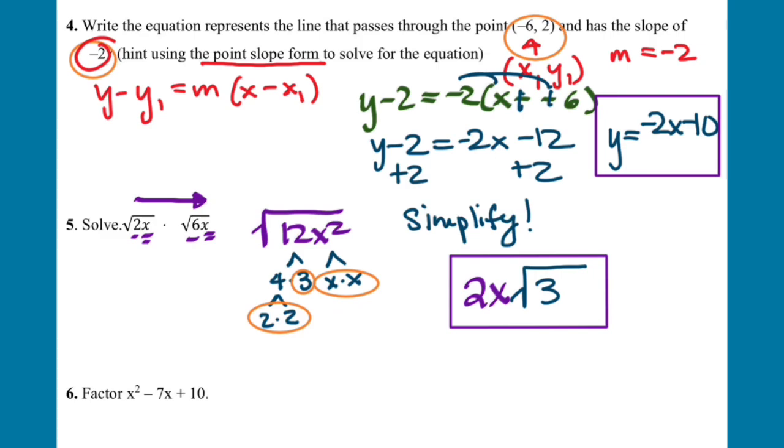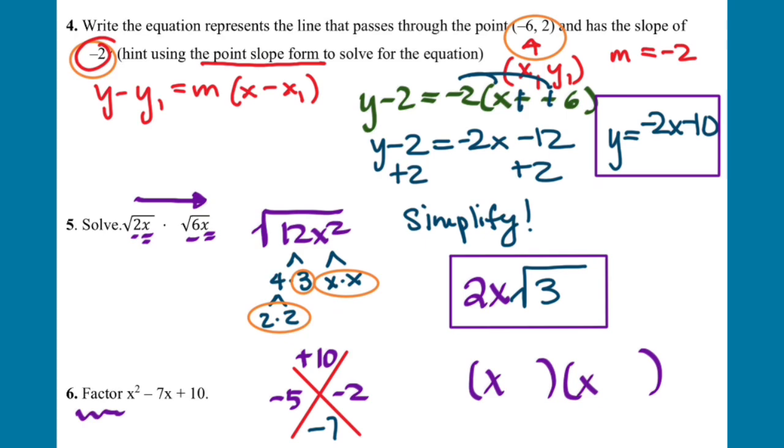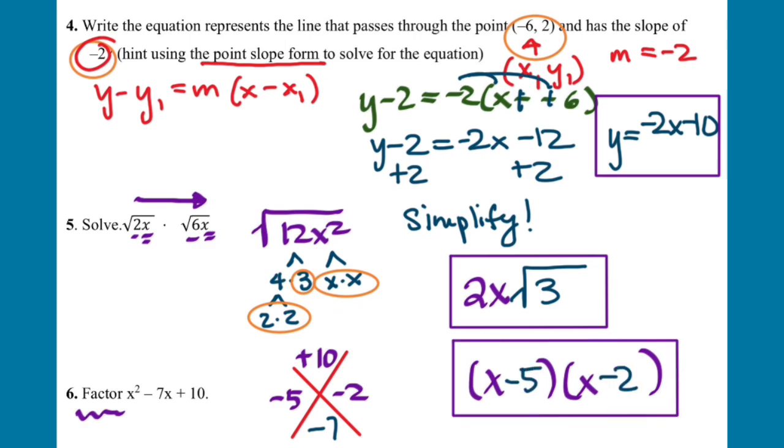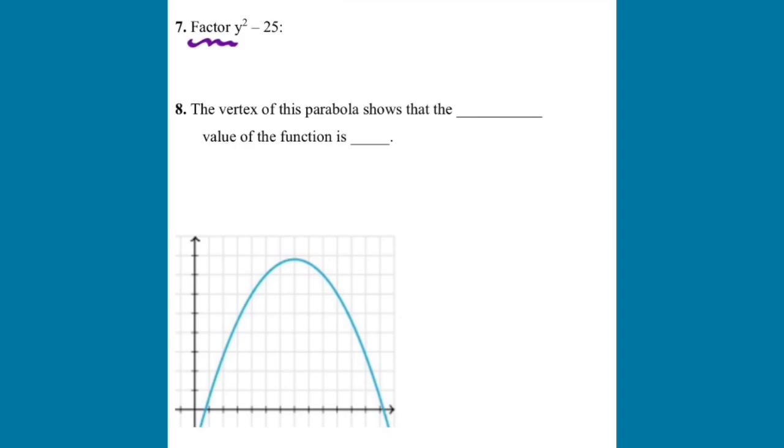On number 6, it says to factor. So we're not solving or anything, we're just factoring 2 numbers that multiply to be 10 and add to be negative 7. Has to be both negatives, because a negative times a negative is positive, and a negative plus a negative is negative. So we get negative 5 and negative 2, and again we're just factoring it. We leave it factored, we're not solving. Same with number 7, this is a difference of 2 squares. We can square root the y, and it's different, which means positive and negative, and square root 25.